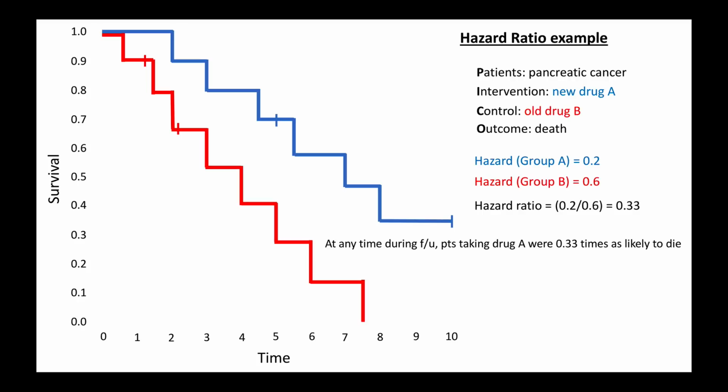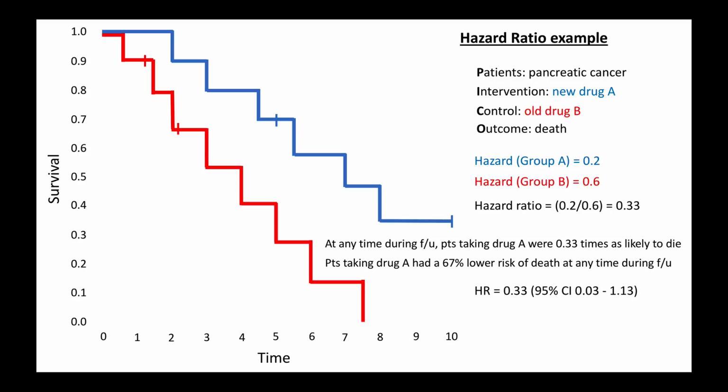Put another way, if you don't want to look at it that way, you could look at the opposite way, right? You can say that patients taking drug A had a 67% lower risk of death at any time during follow-up. So these two statements here are essentially saying the same thing. Either the treatment group, the intervention group, had a 33% proportional risk of death, or you can also say they had a 67% lower risk of death at any particular time during study follow-up. Got it. We got the hazard ratios.